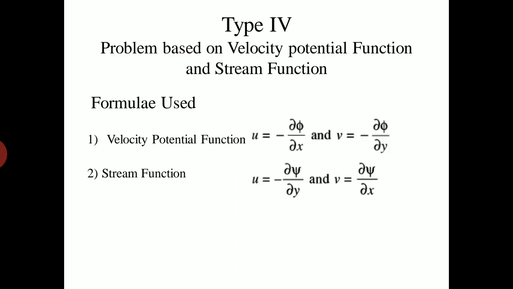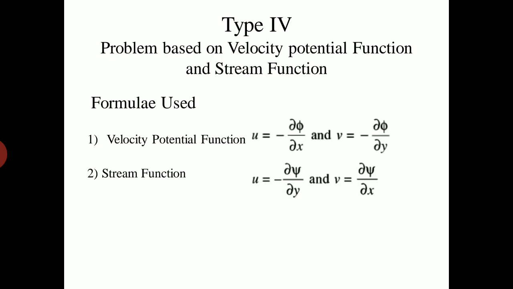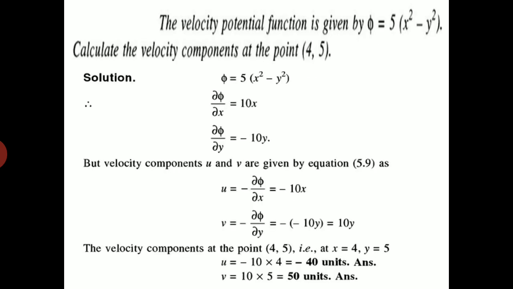Whenever we need to calculate these velocity components, we have to do the partial differentiation. So u is equal to minus ∂φ/∂x and v is equal to minus ∂φ/∂y. Similarly, for the stream function, u is equal to minus ∂ψ/∂y and v is equal to ∂ψ/∂x. So by using these formulas, we will be solving the numericals.